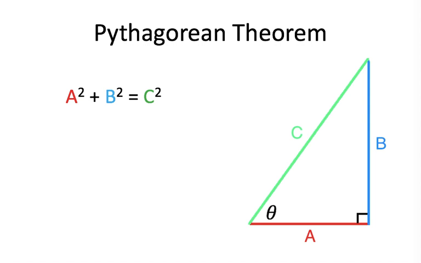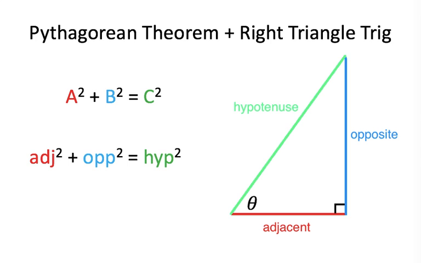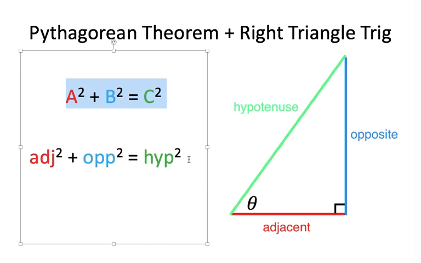So first, let's start with our Pythagorean theorem in a right triangle, and let's put in those right triangle trigonometry words. So instead of calling this red side A, I'm just going to call it the adjacent side. It is adjacent to this angle theta right there. And instead of B, I'm going to call this blue side the opposite side, opposite of this angle theta. And our green side is our hypotenuse, or our C. So just changing the letters A, B, C with these words right here.